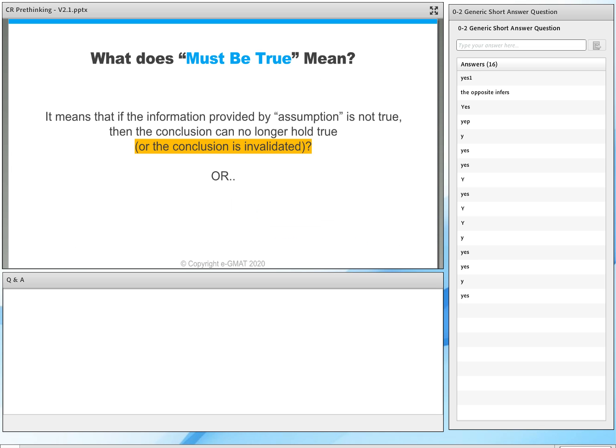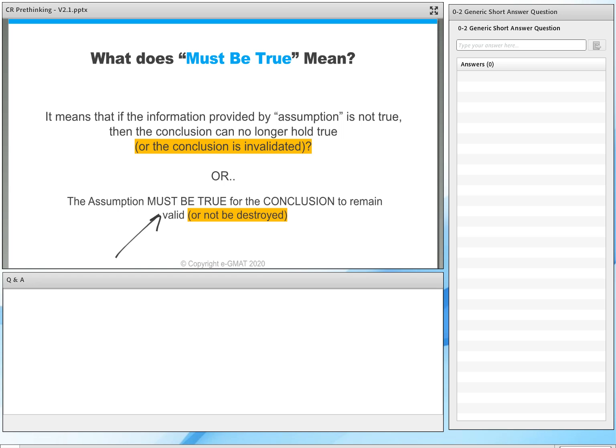So what does that must be true mean? It means that if the information provided by the assumption is not true, then there are scenarios in which you can break the conclusion down, which kind of comes from that very definition that the assumption must be true for the conclusion to hold true. Okay. So let's kind of use this, because as I said, critical reasoning is like physics. If you understand the fundamentals of it, you can apply them to get to the correct answer.